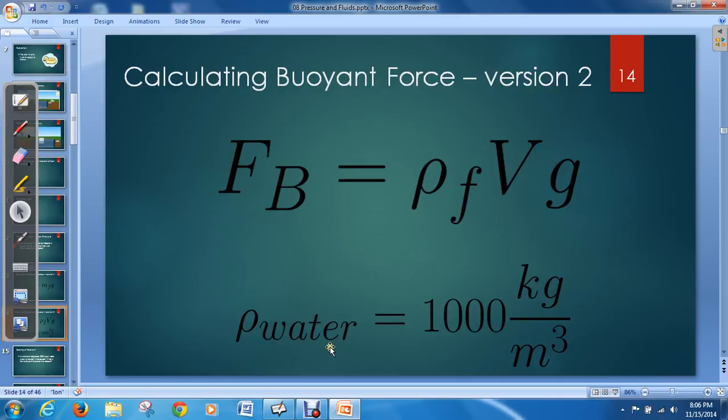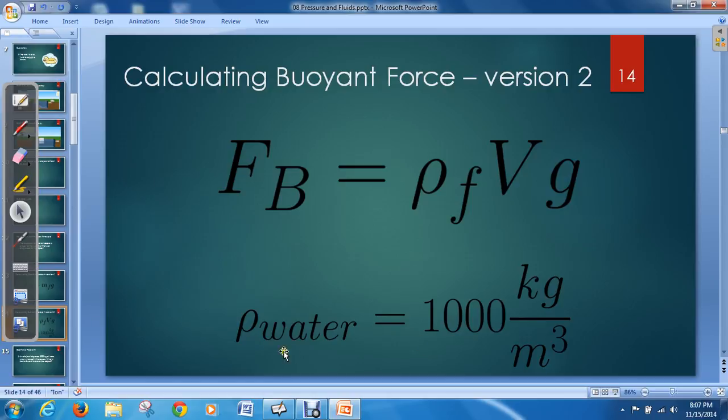Okay, and a common density you need to know is the density of water, which is 1,000 kilograms per meter cubed. Okay, so that's how dense water is. So if you have a cubic meter, a meter by a meter by a meter of water, it would weigh 1,000 kilograms, which is pretty dense if you think about it.